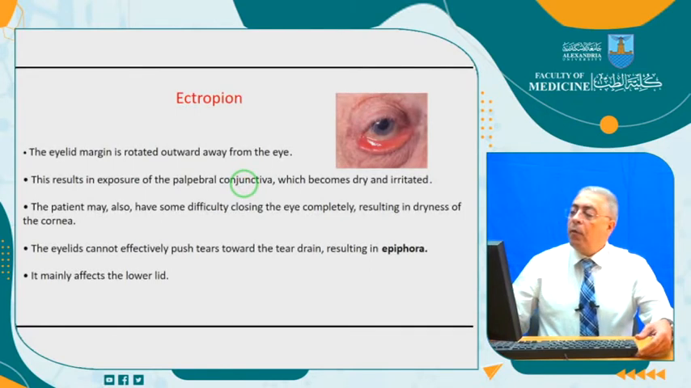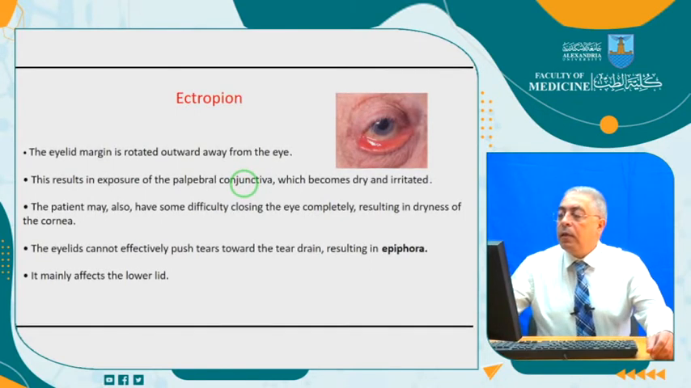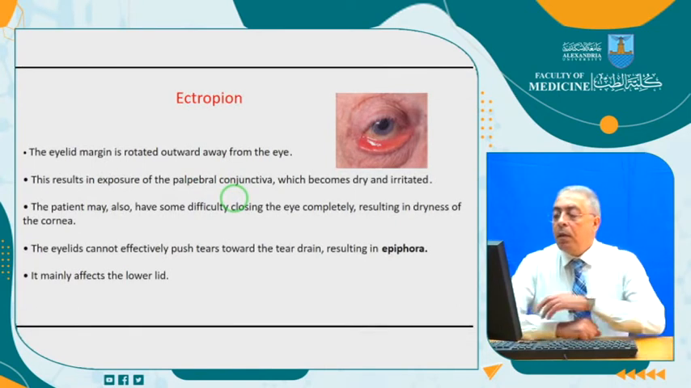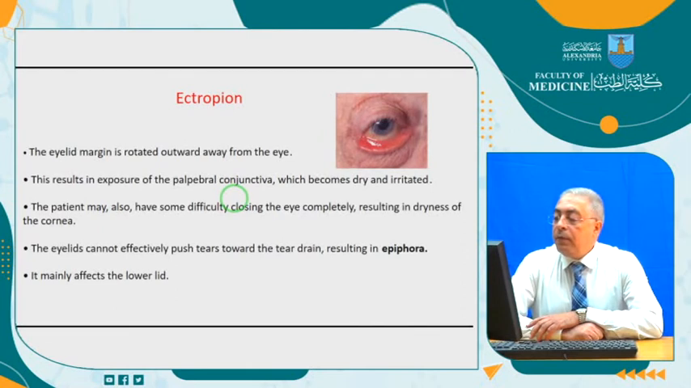The second type of the malpositions of the lid margin is the ectropion. It's rolling out of the lid margin. The lid margin is rolled out. It results in exposure of the palpebral conjunctiva, which becomes dry and irritated. The patients may also have some difficulty closing the eye completely, resulting in dryness of the cornea. The ocular surface starts to be dry. The eyelids cannot effectively push the tears toward the tear drain.